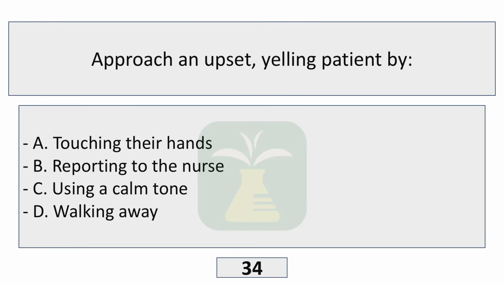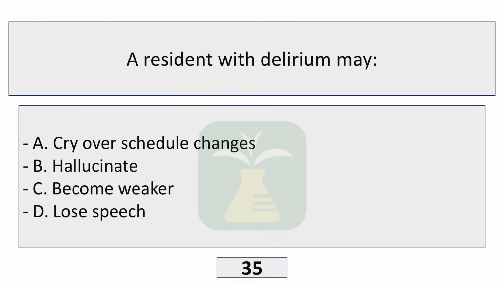Approach an upset, yelling patient by A. Touching their hands. B. Reporting to the nurse. C. Using a calm tone. D. Walking away. Correct answer. C. Using a calm tone. Calmness de-escalates distress.